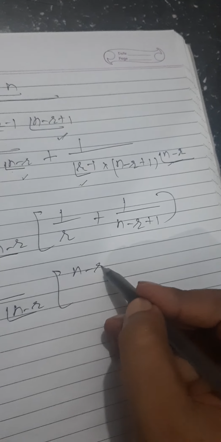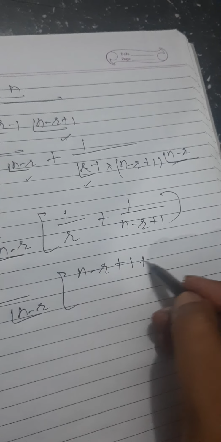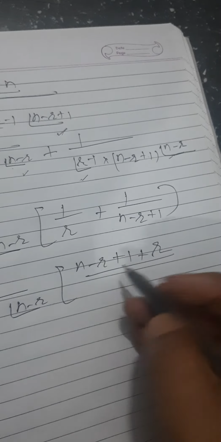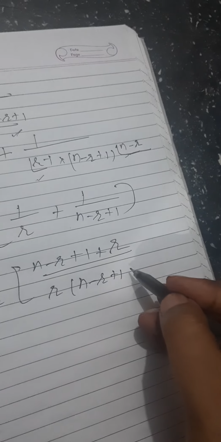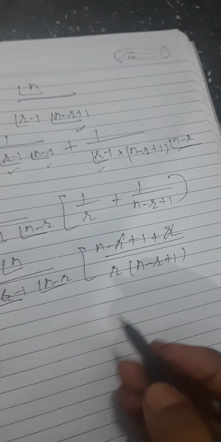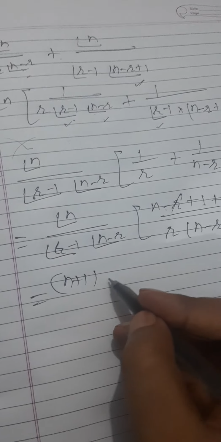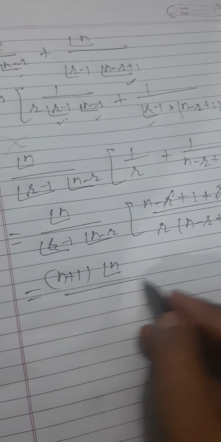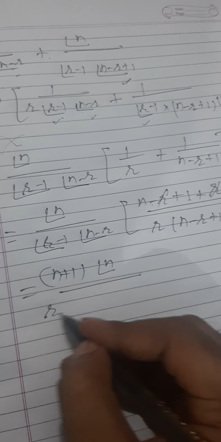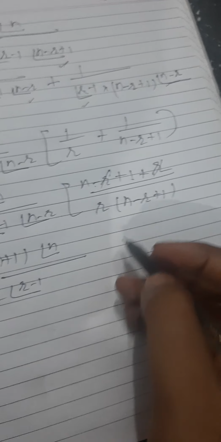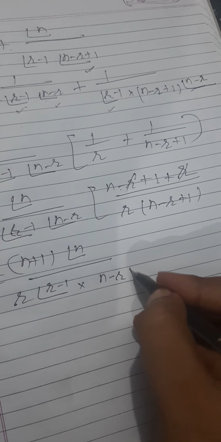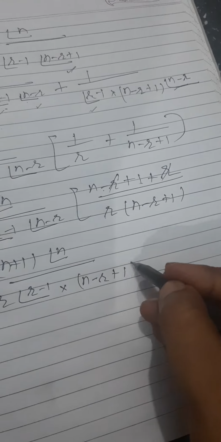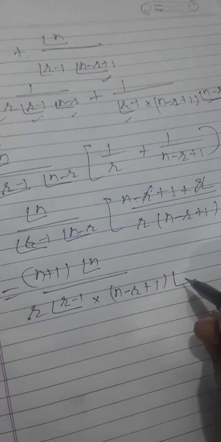And over here, by taking LCM, this into this plus, you have n minus r plus 1. Minus r plus r gets cancelled. You have n plus 1 into factorial n, and here r factorial r minus 1, here n minus r plus 1 into factorial n minus r.